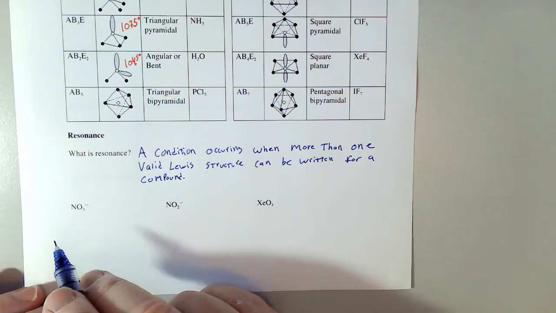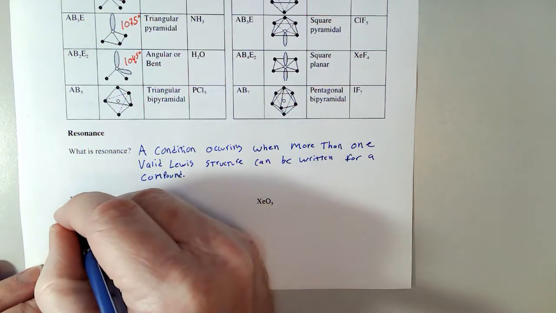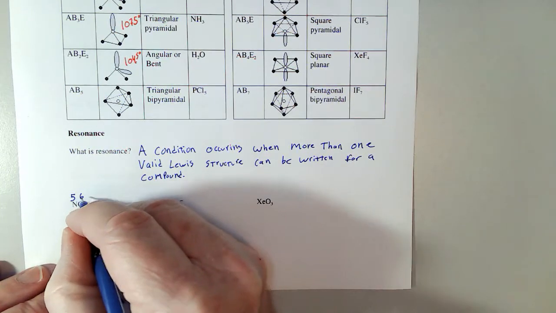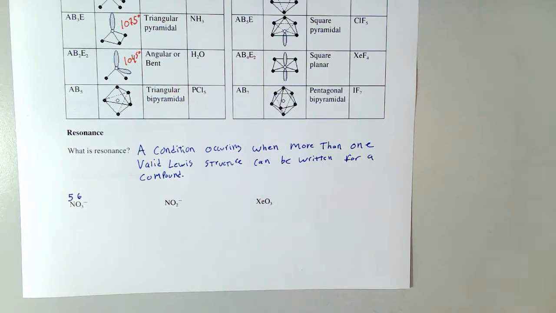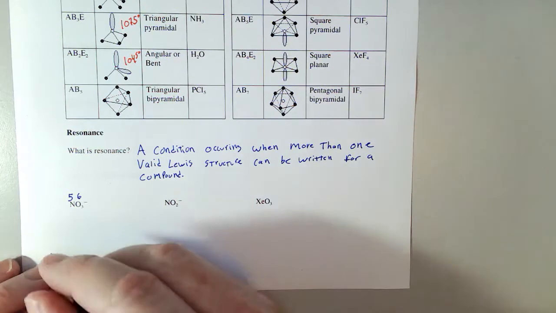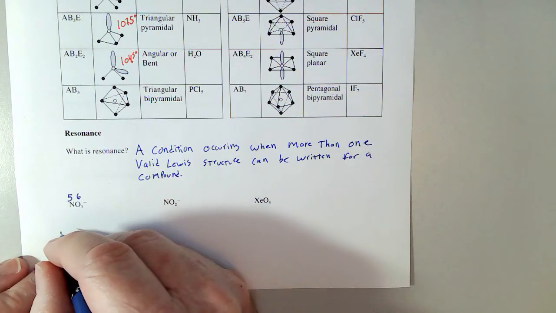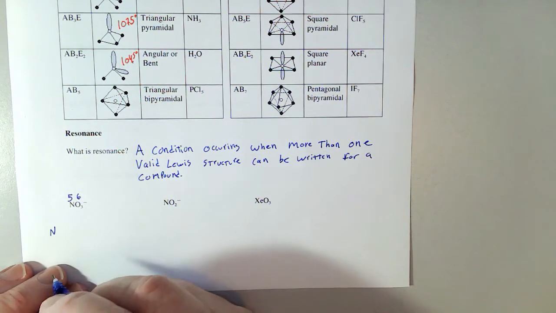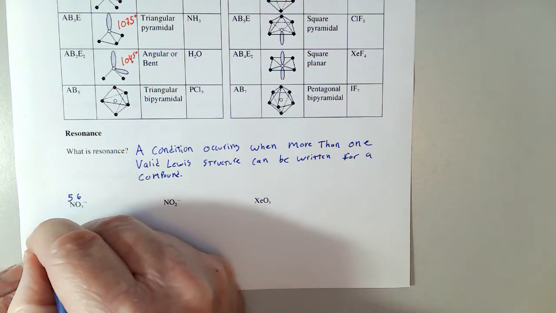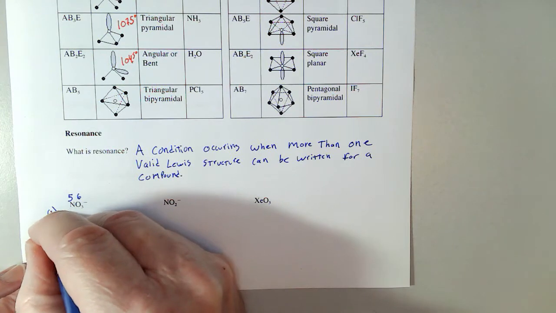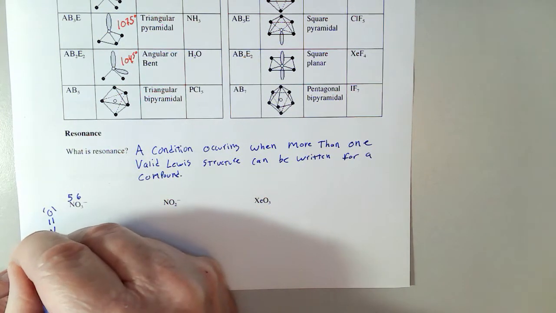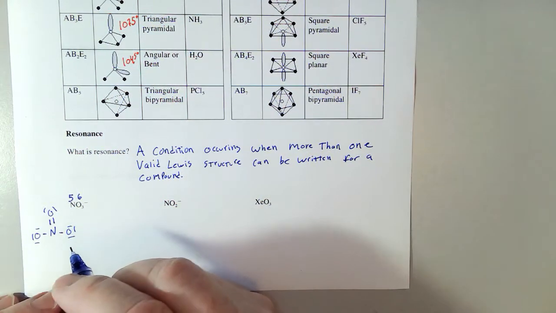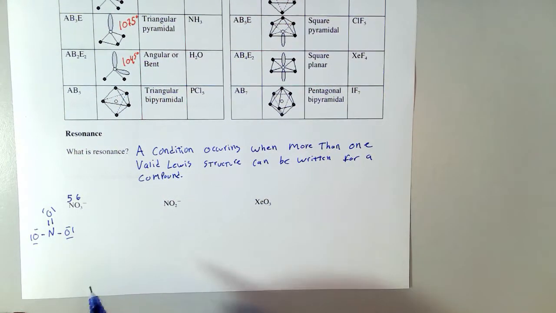So let's begin with the nitrate ion. 5 valence electrons for the nitrogen, 6 for the oxygen, an extra one because of the minus sign. Now, I'm going to do these as line structures. Makes it a little bit easier to see what's going on. I can do a double bonded oxygen that's got 2 lone pairs, a single bonded oxygen, a single bonded oxygen, and that structure is good.